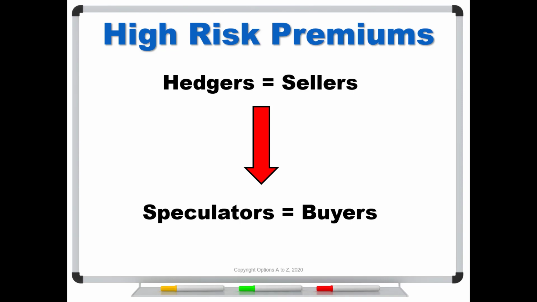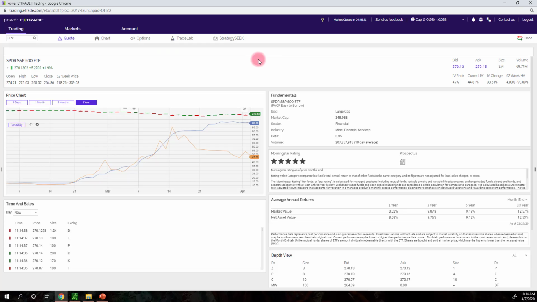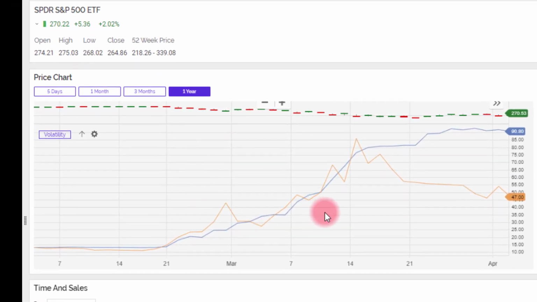Okay, well, that's great if you want to sell them, but now you need a speculator to buy them. And so the speculators have to have some type of incentive that prices will probably be higher in the future, and that means the risk premiums have to be low, probably abnormally low. But it all gets down to supply and demand. The sellers are in high force right now trying to sell these very inflated options. So if we come over here to the E-Trade platform, here's the spiders, and here's a chart we've seen before.